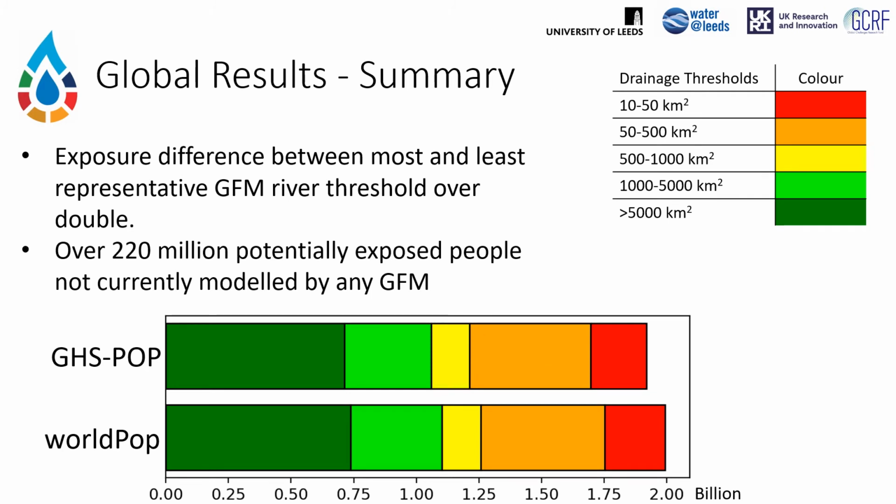Global exposure calculated using the most representative global flood model river threshold was around 1.75 billion, whereas the global exposure using the least representative river threshold was around 0.75 billion. So the difference between these 2 figures is over double. And this difference was often more pronounced at the country level, and I think this emphasizes the importance of considering river representation when choosing which global flood model to use. We also found that over 220 million people potentially exposed to flooding are not currently modeled by any global flood model. So this is the portion of the bar chart in red here.